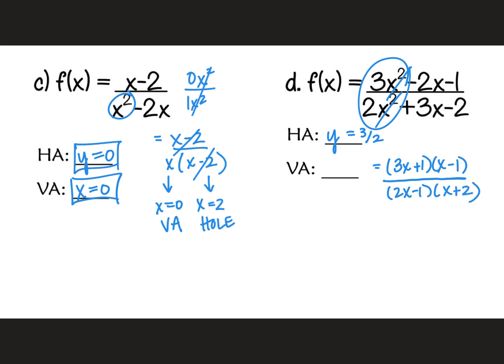So I see here that nothing cancels. That means we don't have any holes. And since there's 2 factors down here, we're going to have 2 vertical asymptotes. So one of them is located at x equals 1/2, and the other one is located at x equals -2.